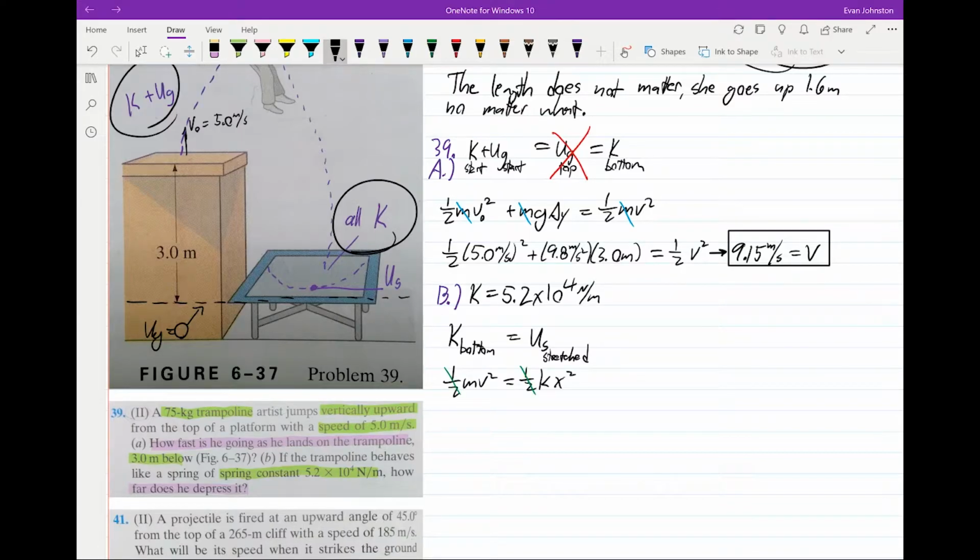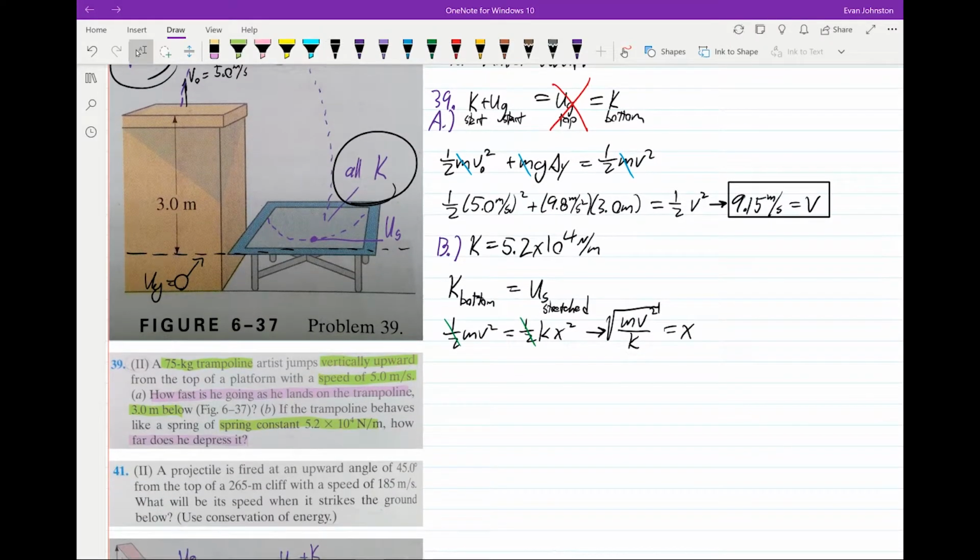And then I do need the mass, in fact, here, and we know the speed is this 9.15. So if I wanted to rewrite this, I would say then that the square root of mv squared over k gives me x. And so now I want to plug into this value.